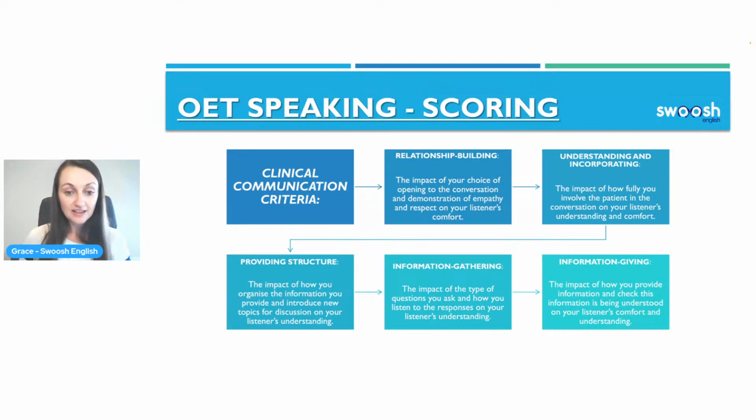Next is information gathering. So this is the way you get information from the patient. So the questions that you ask and your ability to gather information effectively. We're going to look at that today and focus on questions. And then information giving. So this is how you are able to provide information and check that your patient or your listener has understood the information you've provided. So those are the clinical communication criteria. Now we're going to do some practice today and we're going to give feedback on the criteria, so stay tuned for that.